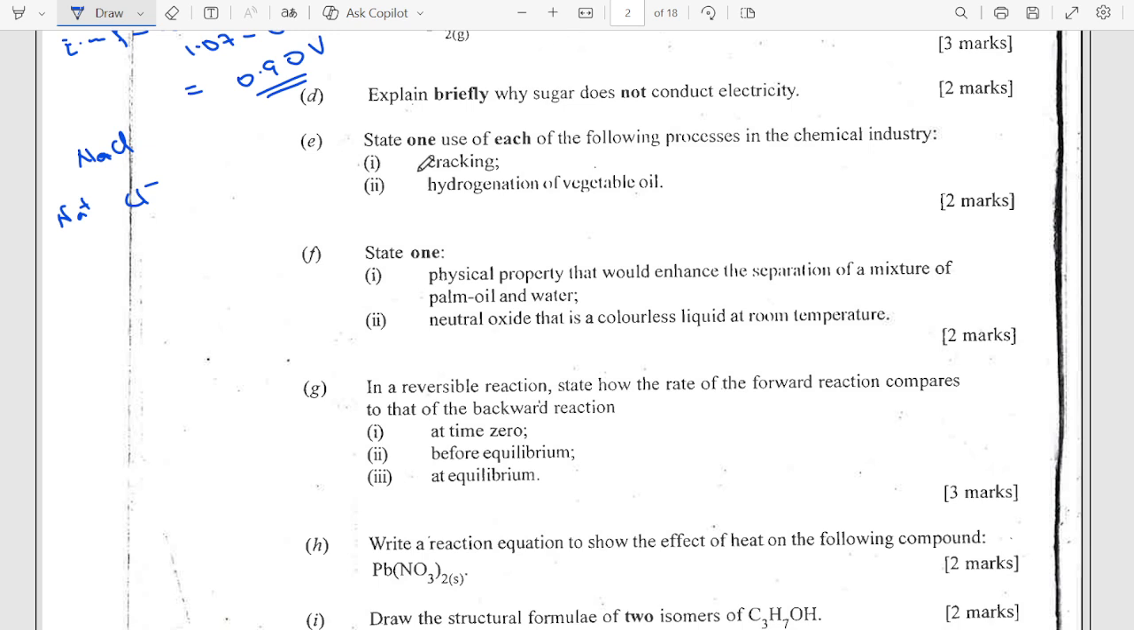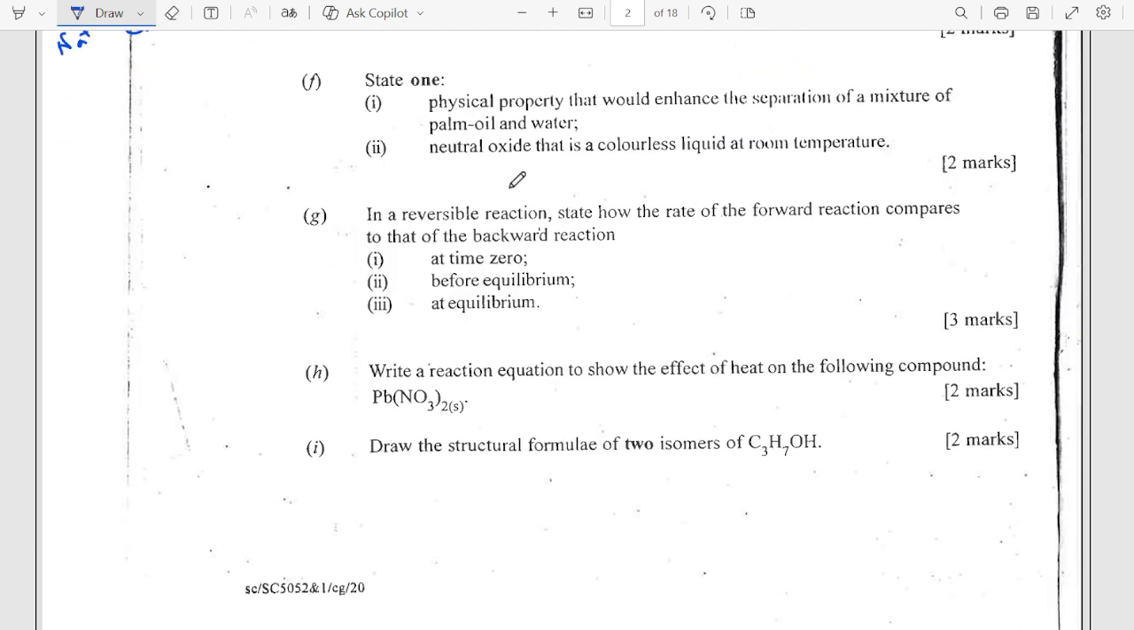Now the next one says, state one use of each of the following processes in chemical industry. Cracking is used in producing fuels like petrol, lower quality fuel. Hydrogenation of vegetable oil is for making margarine. Okay, very important, margarine.